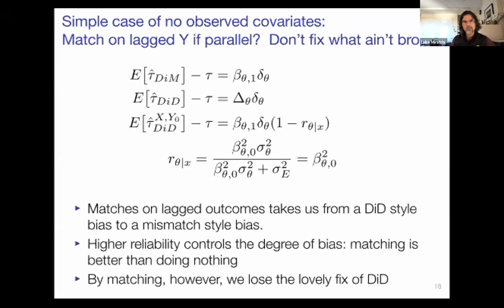But our takeaways from these equations is higher reliability controls the degree of bias. Matching is better than doing nothing as your reliability gets higher and higher. But if you match, you're losing the fix of DID. And you can see that by going from that delta theta.